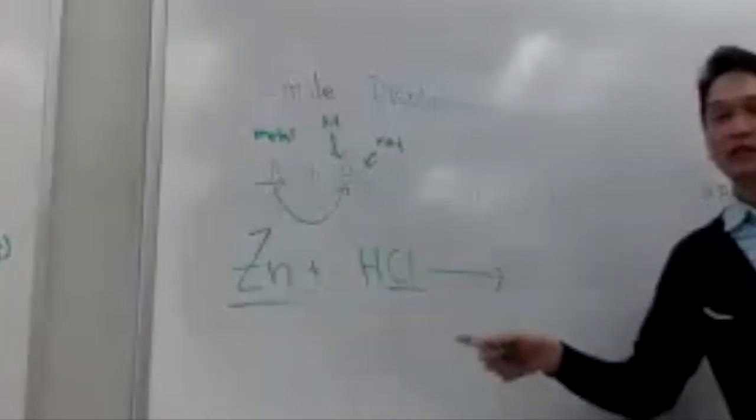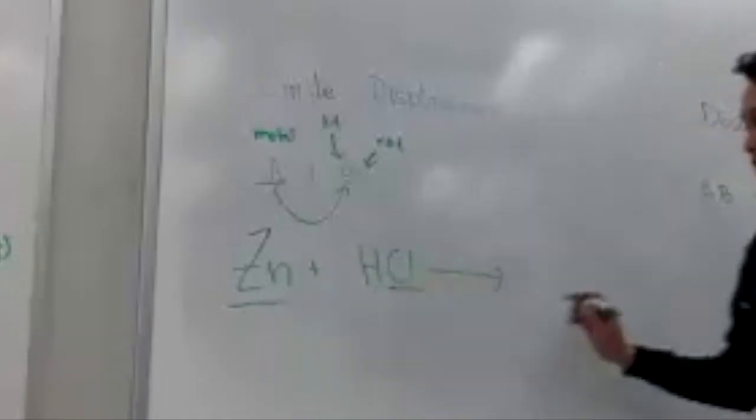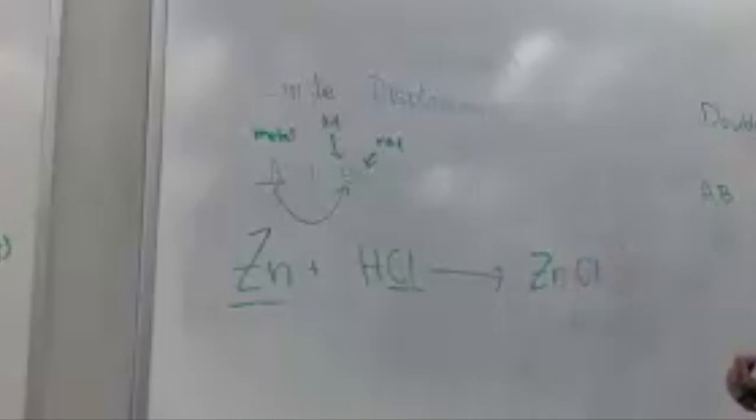So if I just give you this, you should be able to predict the product. If I tell you this is going to be a single displacement reaction, you say, okay, I have my metal, it's going to replace the cation. So what would that be? That would be zinc and chloride together.